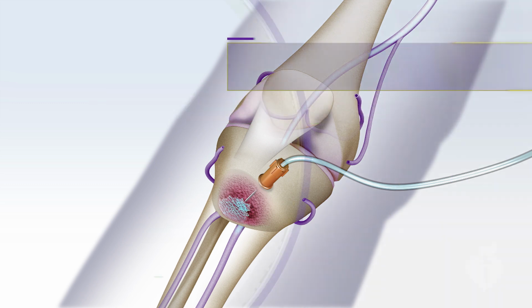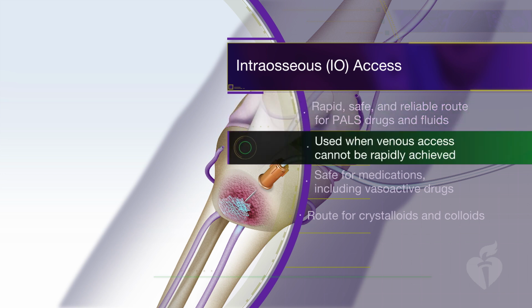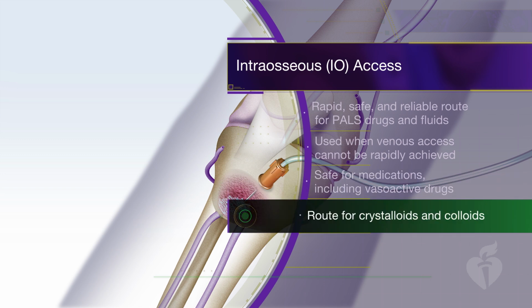Intraosseous or IO access can serve as a rapid, safe, and reliable route for the administration of drugs and fluids when peripheral venous access cannot be rapidly achieved. The IO route provides access to a non-collapsible venous plexus, which is especially useful during resuscitation. This serves as an acceptable alternative to the IV route for any PALS medication that can be given by the IV route, including vasoactive drugs. IO access also provides an alternative route for the administration of crystalloids and colloids.